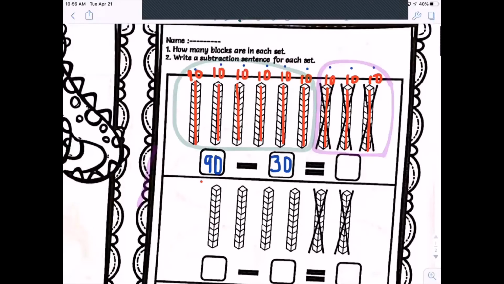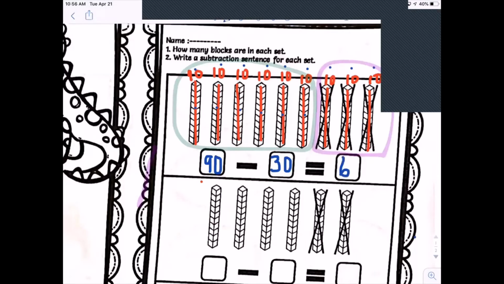How many do I have left? 1, 2, 3, 4, 5, 6. Do I only write 6? No, I add the 0 because it's a number sentence. Okay, so remember, when you're writing the number sentences, you have to add the 0 to your groups of 10.